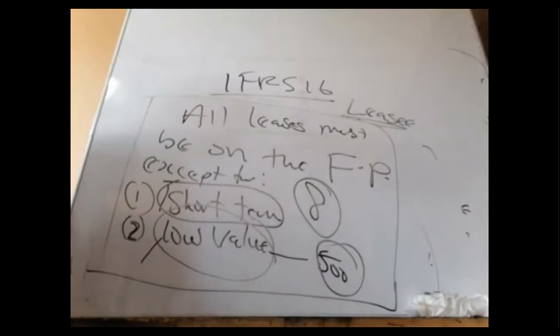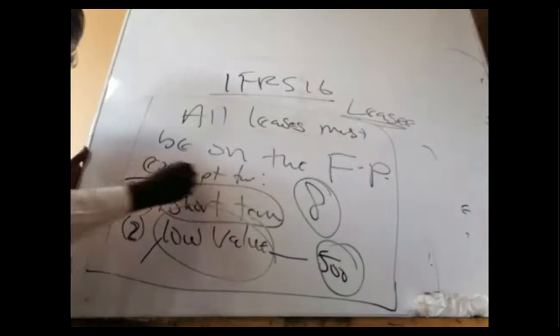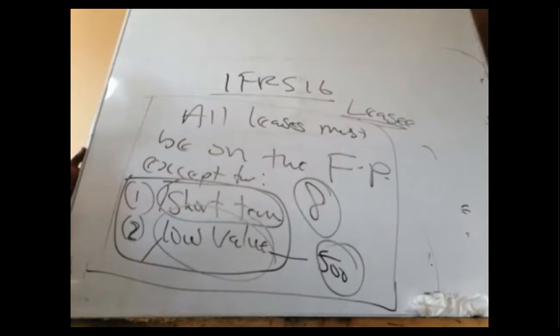So basically, that is what we will look out for. So that is it, two different items. So in leasing accounting, we don't have operating lease any longer. How do you get it? We don't have operating lease. So in leasing accounting, you only have operating lease if it's what? Shorter term. If it's what? Low value.